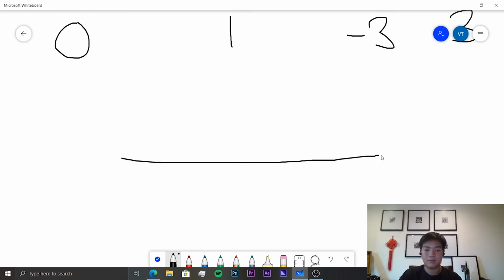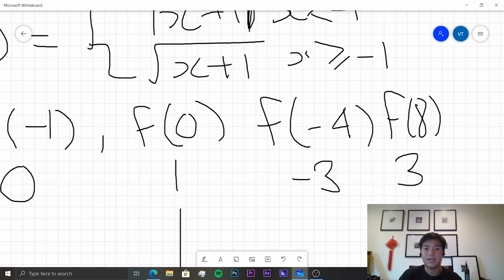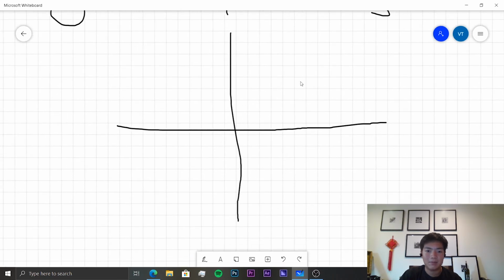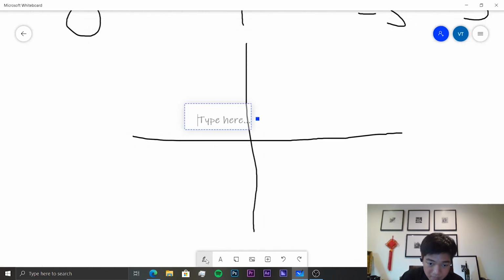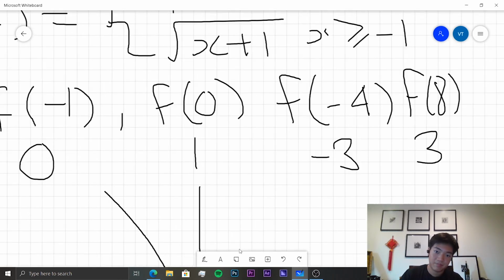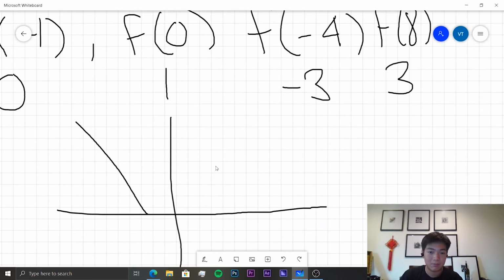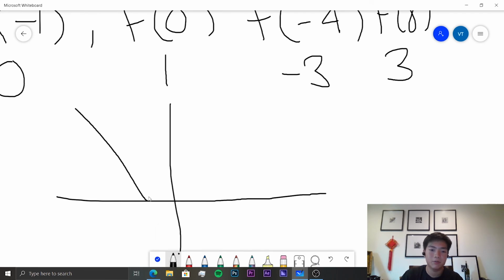So in this case, we're sketching a function. When x is less than -1, it's equal to the absolute value of x plus 1, which looks like this. And when x is greater or equal to -1, we have the square root of x plus 1. And a square root graph looks something like this. So this would be the sketch of our function.